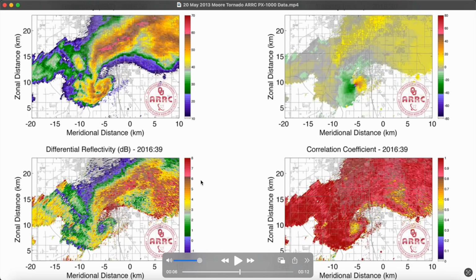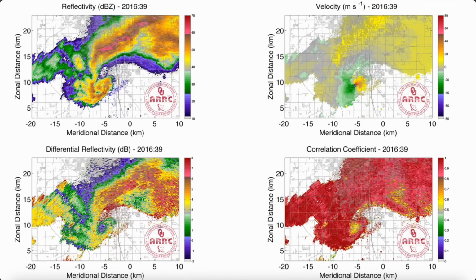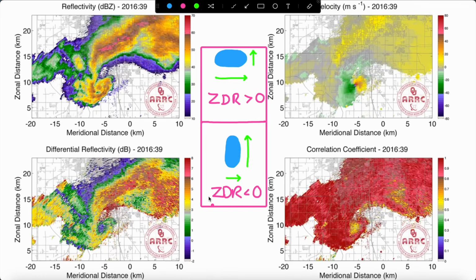Now let's focus on the differential reflectivity field in the bottom left over the next few minutes. As a quick note, differential reflectivity, or ZDR, is a product that allows us to determine the dimensions and orientation of the objects that the radar beam bounces off of. Positive ZDR indicates targets that are larger in the horizontal than the vertical, and the opposite is true for negative ZDR.